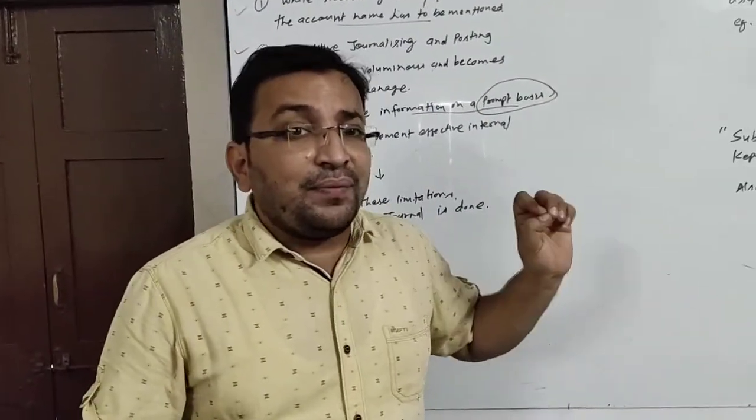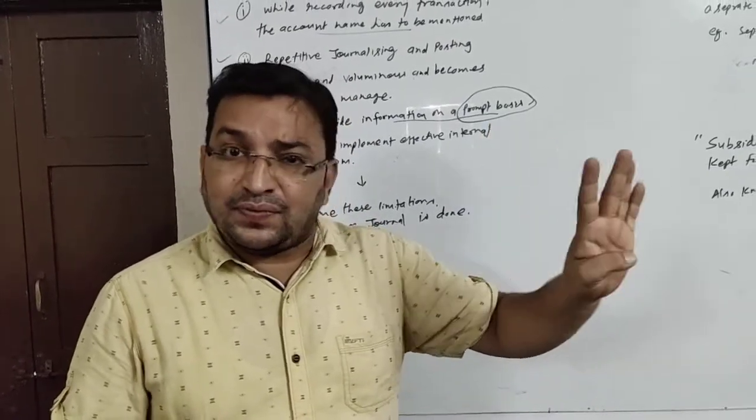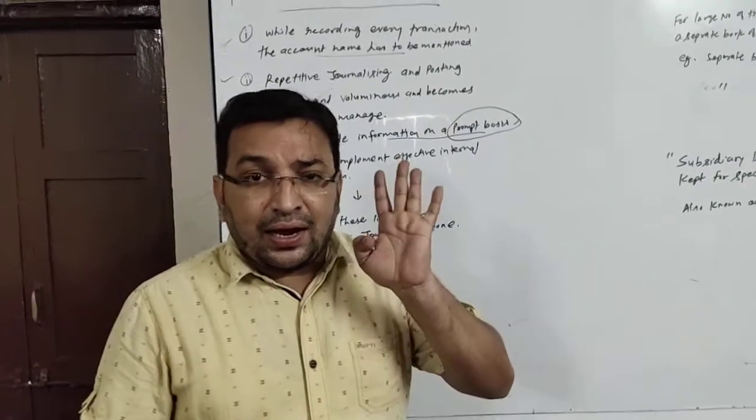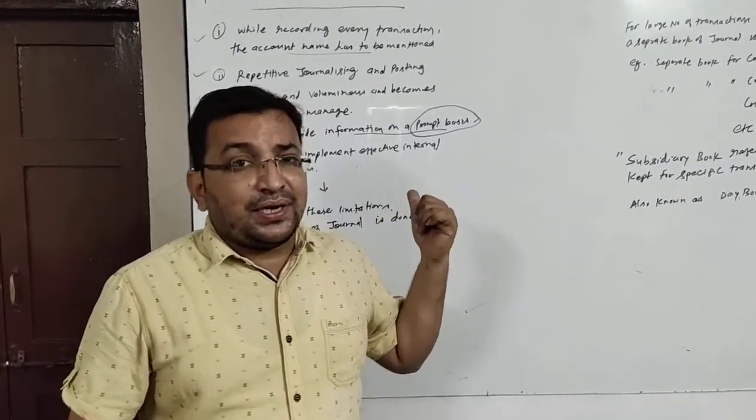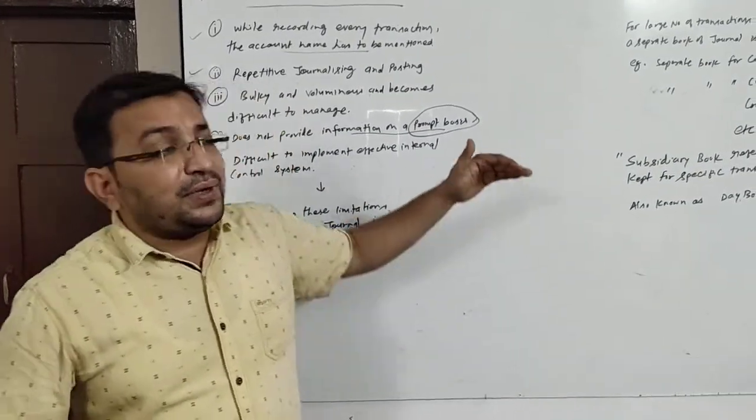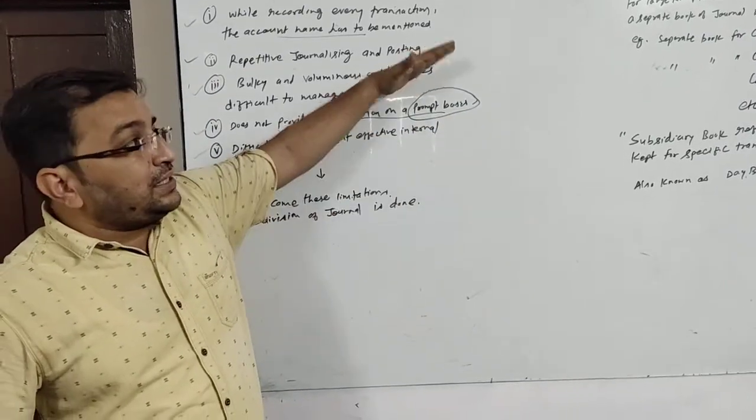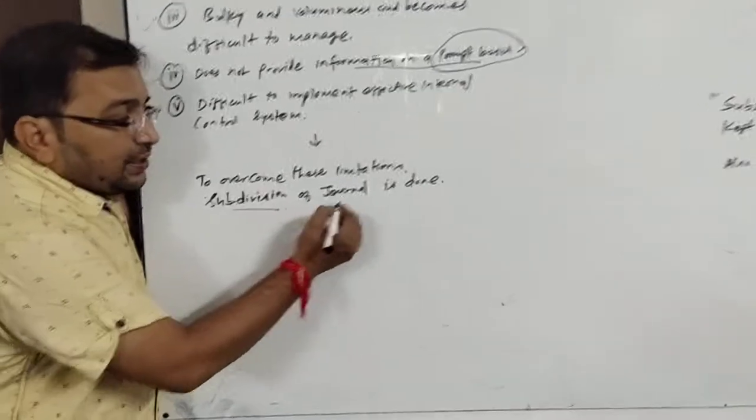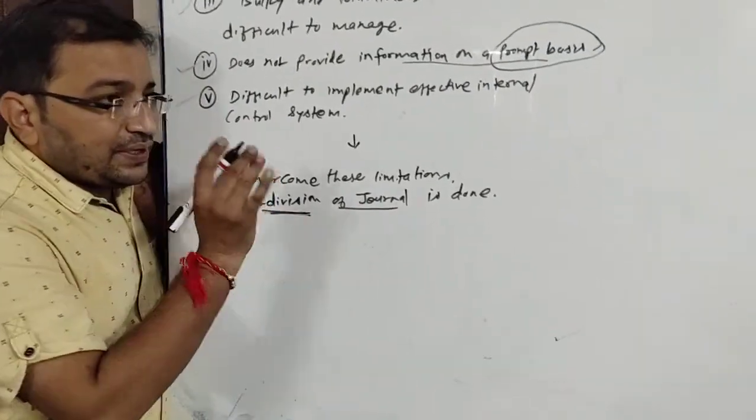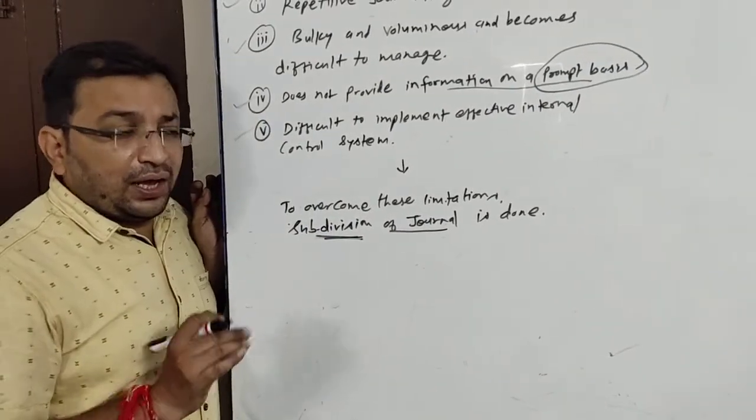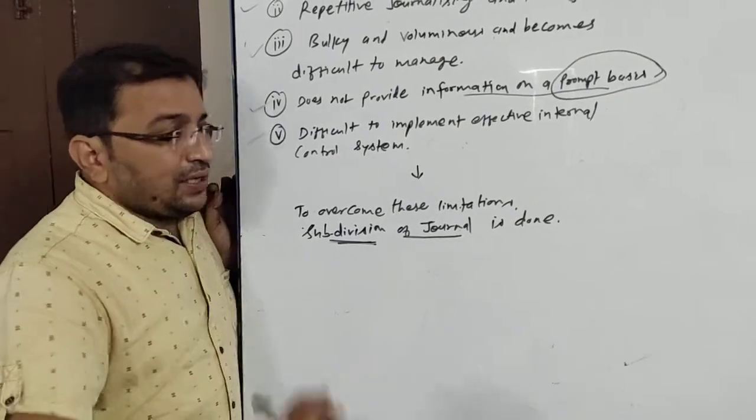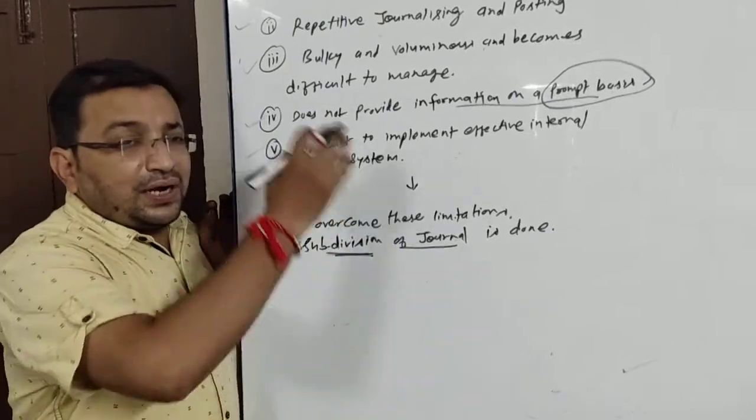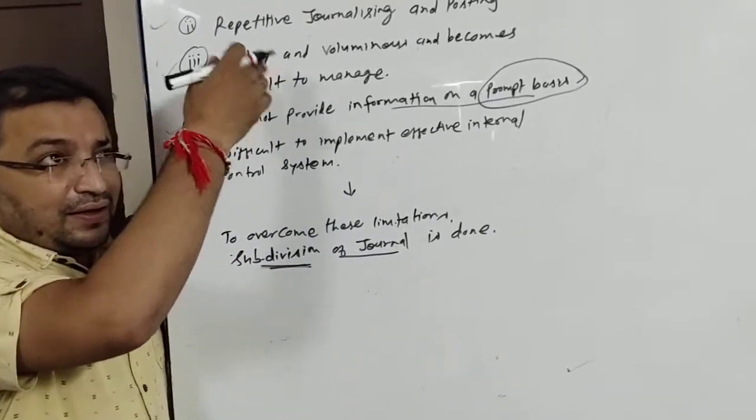So these are a few limitations of journal. No doubt journal is very useful for everyone, those who are dealing in accounts. But some limitations are there, and to overcome these limitations, we subdivide the journal. We do the subdivision of journal. No doubt nowadays computers are popular. Because of the use of computers, these limitations are neutralized.